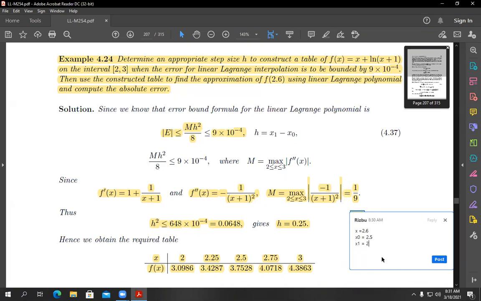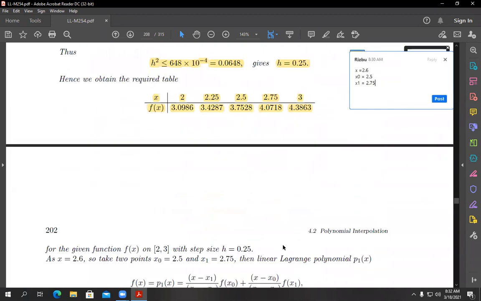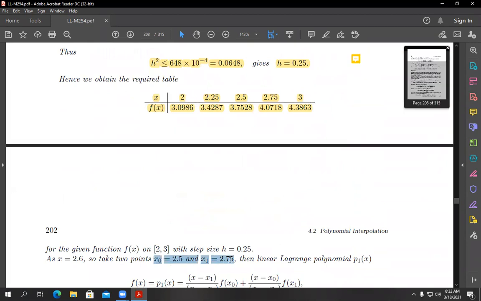How to select the best point? 2.5 and 2.75 are the best points because they are close to each other and 2.6 is between them. If you choose 2 and 3, interpolation is possible because 2.6 is between them, but you have a very bad approximation. To get a good approximation, the size of the interval should be as small as possible and the interpolating point should be inside. That's the two points you choose here.